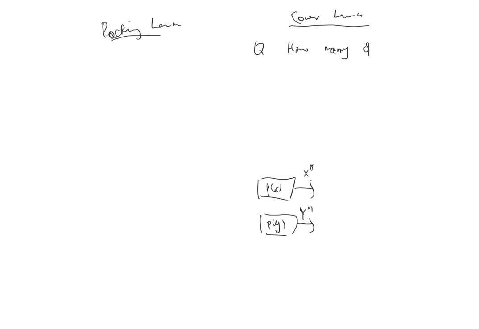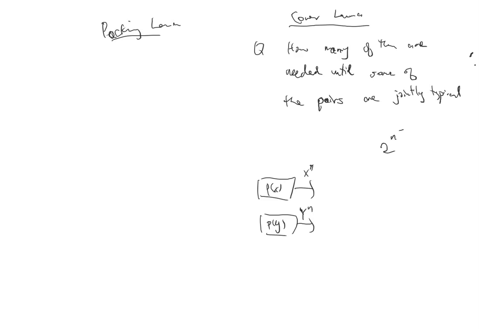are needed until some of the pairs are jointly typical. So here basically the answer is 2 to the nI(X;Y). It's like we have a threshold there. If we draw enough of them, more than 2^(nI(X;Y)), there will always be some pairs that are jointly typical with one another.